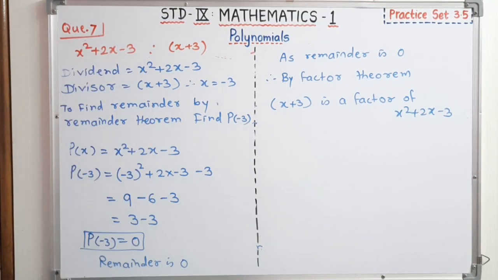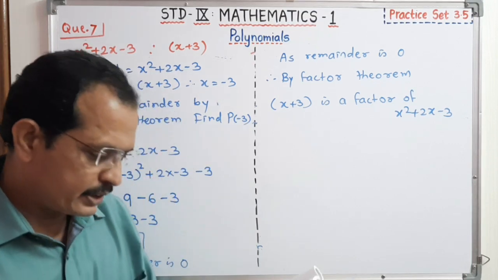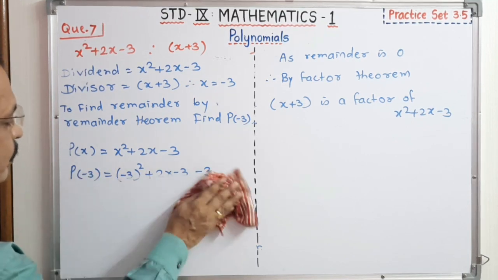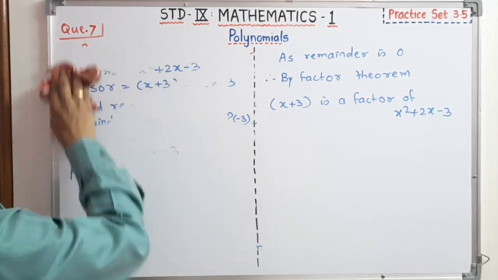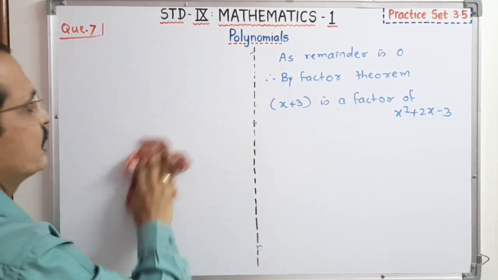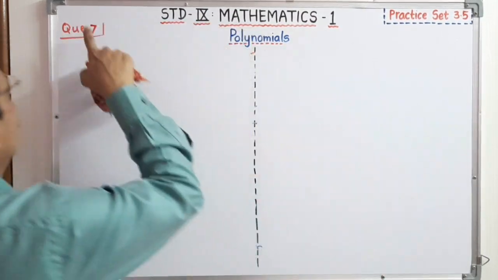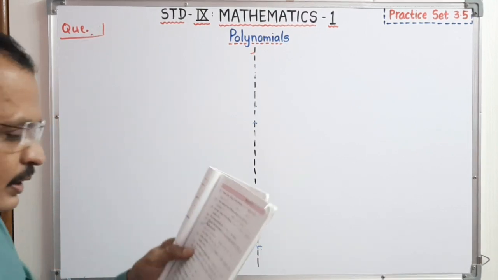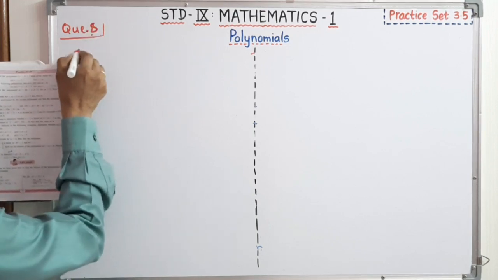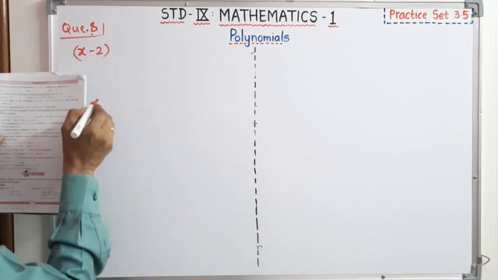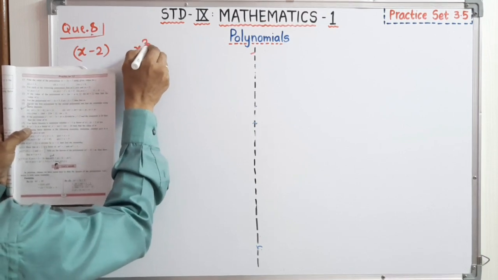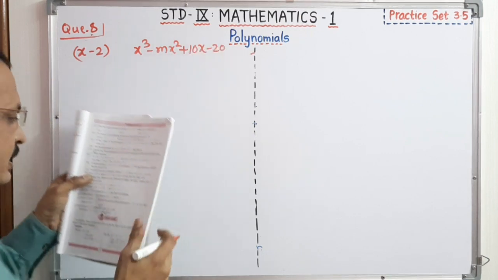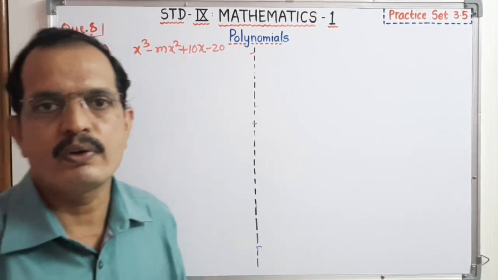Now we have to start with the next sum, that is question number 8. That is also a type of question we have already solved. Now see the question number 8.1. What is that? See, if x minus 2 is a factor of x cube minus mx square plus 10x minus 20, then find the value of m.